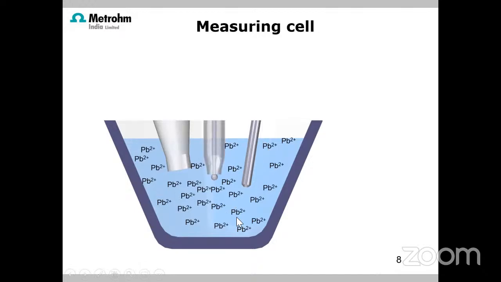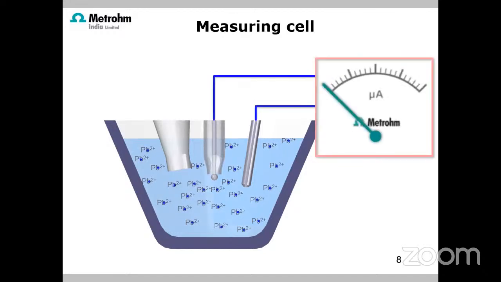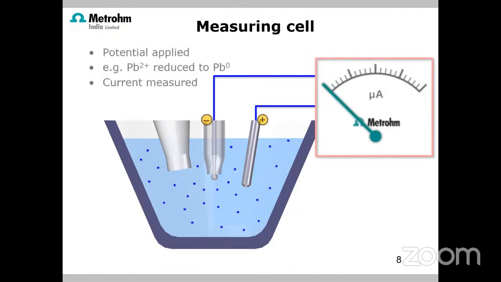Now we want to measure the amount of lead ions present in the sample. How do we do it? We apply a voltage. When we apply a voltage, you can see the lead ions, Pb2+, going into the mercury drop, where they get reduced, form lead metal, and form an amalgam. We use mercury as the working electrode because mercury can combine with a metal and form an amalgam. This is the property of mercury which is being used, and that is the reason we are using mercury. Here, as you see, it is moving towards the cathode.